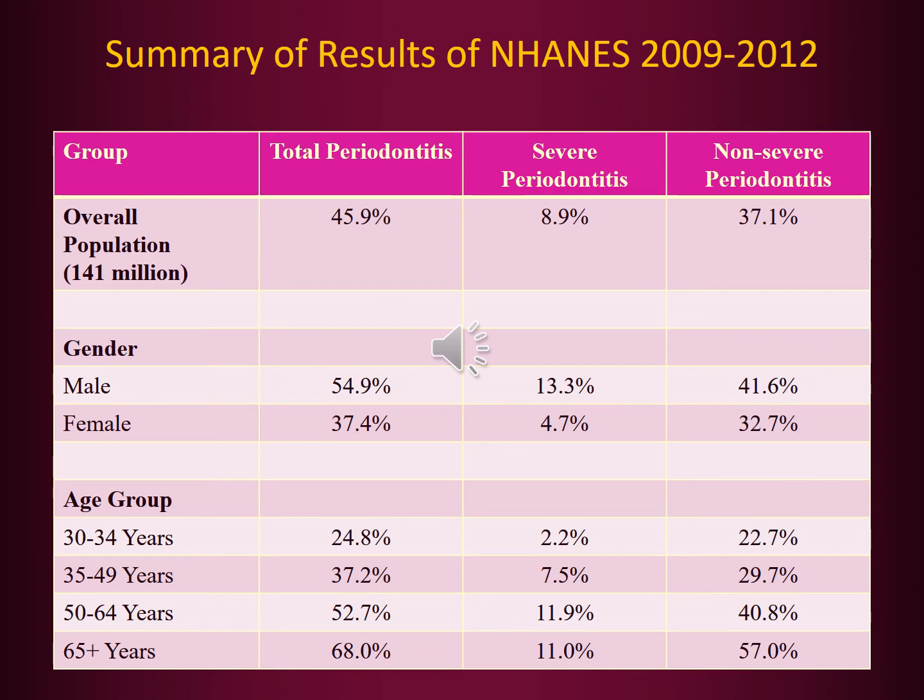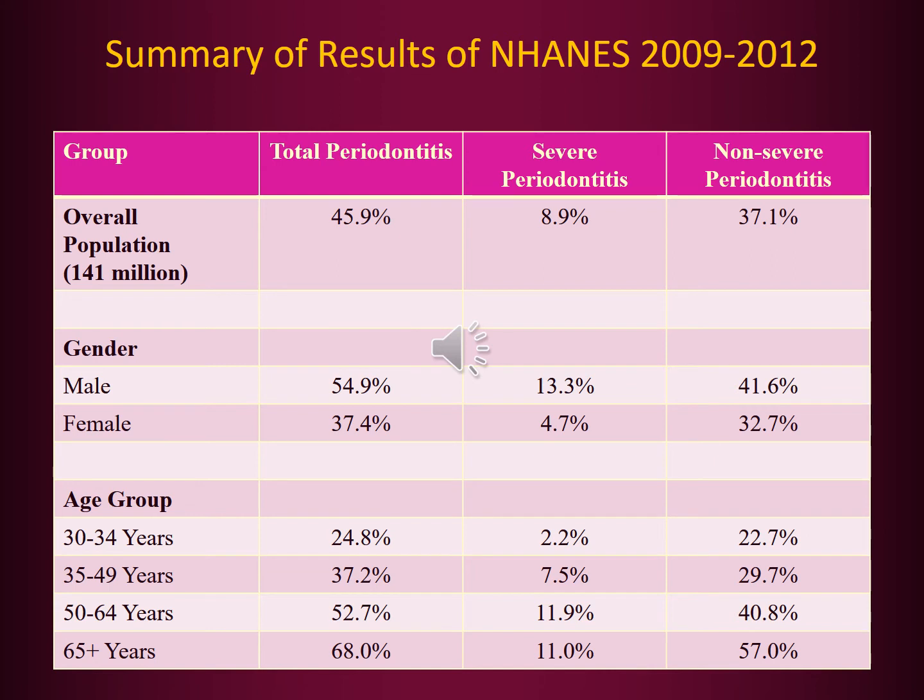This slide shows the summary of results showing gender and age groups. As one can see, males have more total periodontal disease, or total periodontitis, than females, and they also have more severe periodontitis compared to females, as well as non-severe periodontitis. This is a general trend for men, showing that men typically have more disease than women, and as you can see, the breakdown in the severe categories suggests that the disease is several times greater than for women.